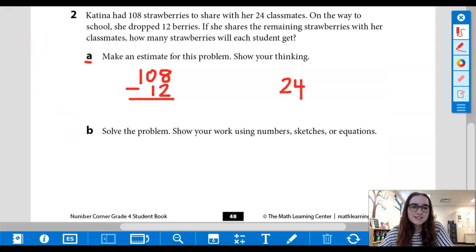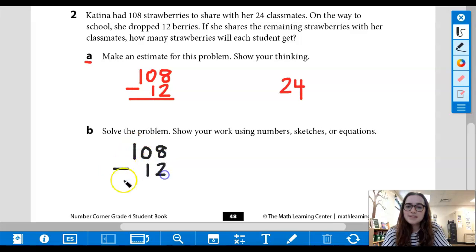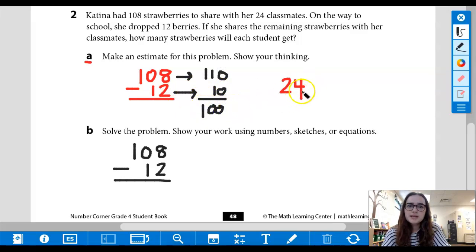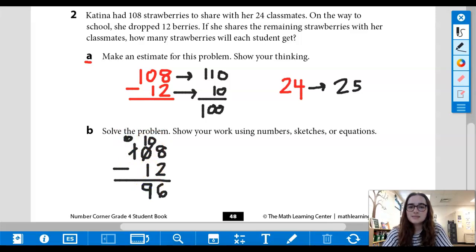So for B, we're going to try a different strategy to solve number 2. We know that we have to solve the exact amount here. 108 minus 12. Here you could have rounded this to 110. You could have rounded this to 10. What would be 100? You could have rounded this to 25. Okay. All right, but in B, we are actually going to solve the problem. So 108 minus 12 gives us, to make this into a 10, borrow from the 1, gives us 96. Okay, now our problem, if we set up our equation, it becomes 96 divided by 24. And we have to find the quotient.